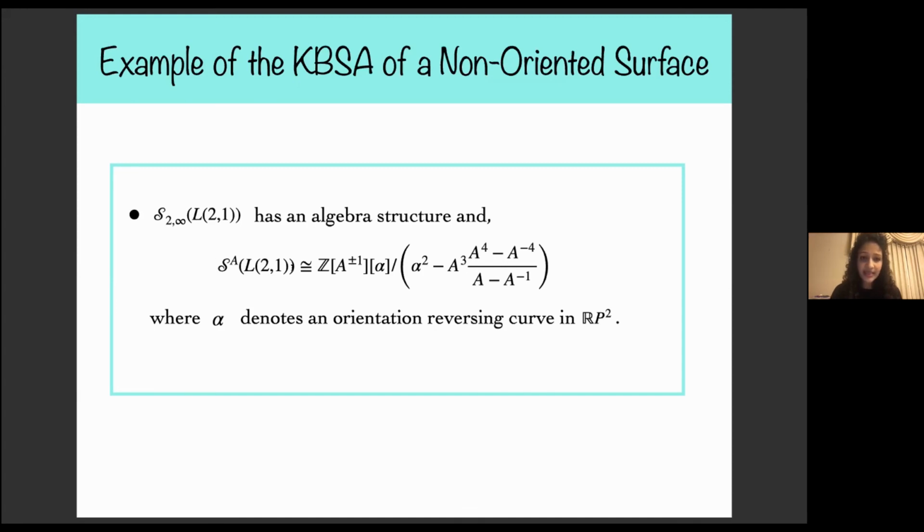the algebra is isomorphic to this right-hand side, where alpha denotes the orientation-preserving curve in RP2. So L(2,1) is homeomorphic to RP3, and RP3 minus a ball is homeomorphic to the twisted I-bundle over RP2. So their skein algebras are isomorphic to each other. So this is the only example, or one of the few examples, of skein algebras over twisted I-bundles of unoriented surfaces which has been computed.